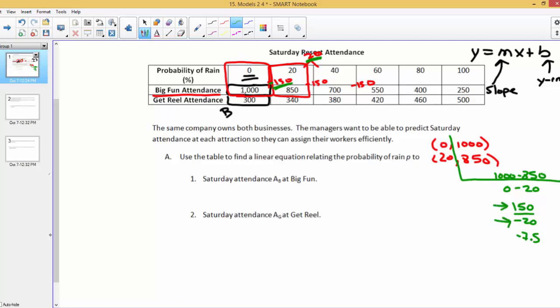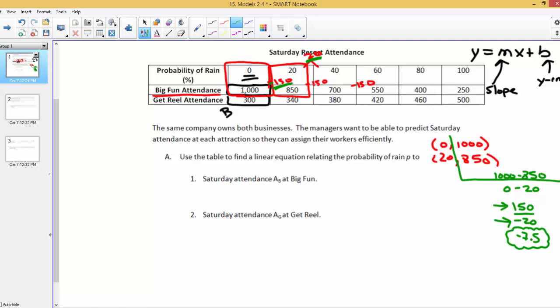150 over 20. And then when you divide that out, 150 divided by 20, this is your unit rate. That means as x goes up by 1, y goes down by 7.5. So every percent chance increase of rain, you lose 7.5 people.